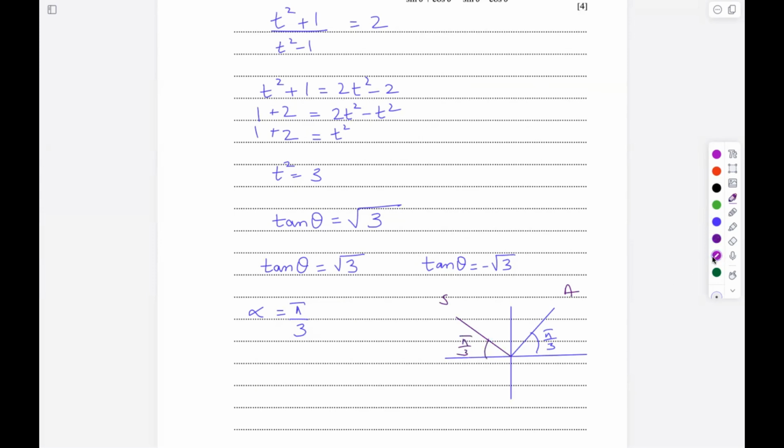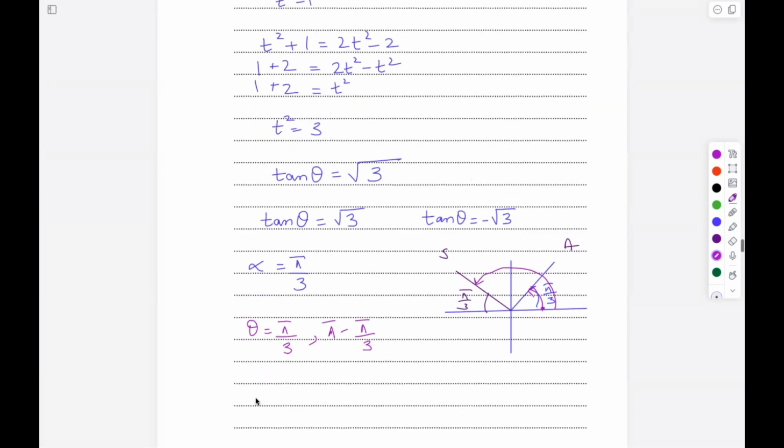So the two values of theta will be measured from the positive x-axis anti-clockwise. The first angle for theta will be pi upon 3. And the second angle will be pi minus pi upon 3. Simplifying pi minus pi upon 3, that will become 2 pi upon 3. So the values of theta will be pi upon 3 and 2 pi upon 3.